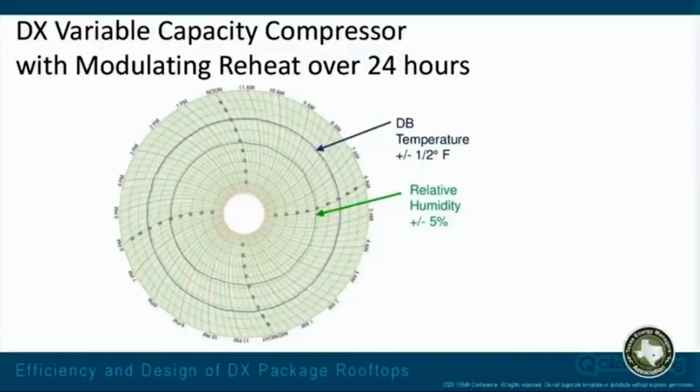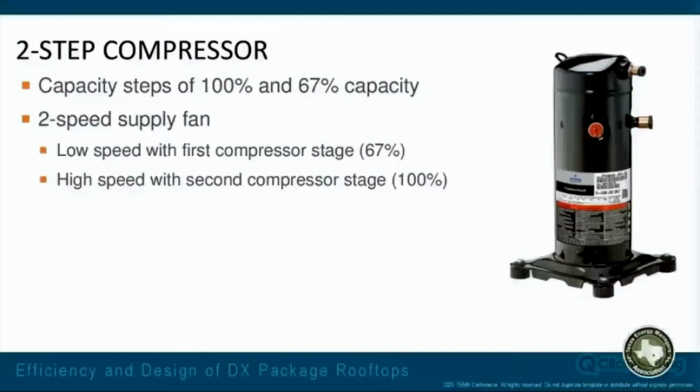But when we look at putting a variable capacity compressor with our modulating hot gas reheat on that same building we had before, now you can see those circles, the green circle for the relative humidity and the blue one for the dry bulb temperature, are now much more consistent. It varies plus or minus 5% on relative humidity and plus or minus 0.5 degree Fahrenheit on dry bulb temperature. So we've got a very consistent leaving air temperature. We've got a very consistent space condition. And that will aid with comfort of the occupants if it is consistent.